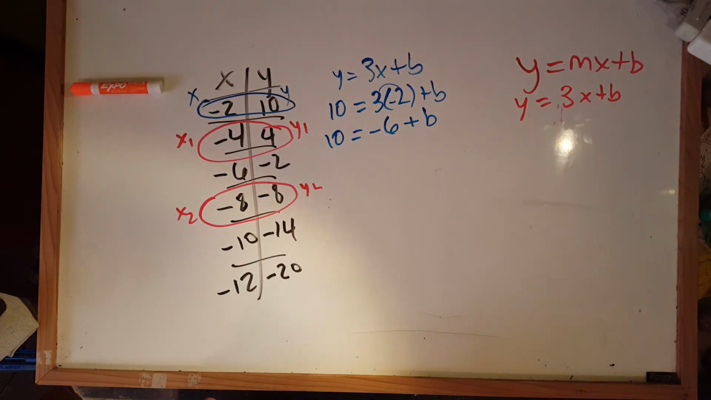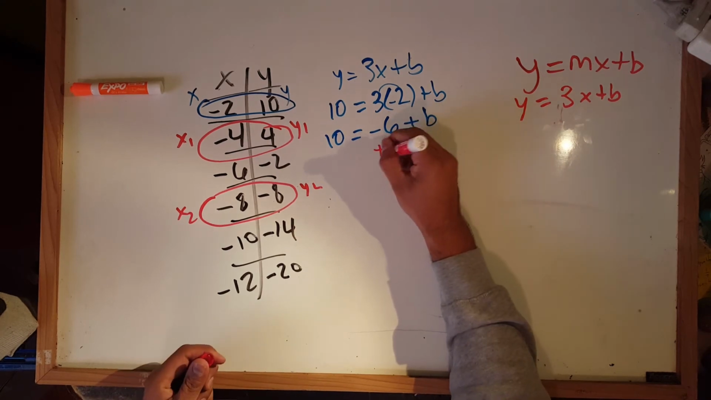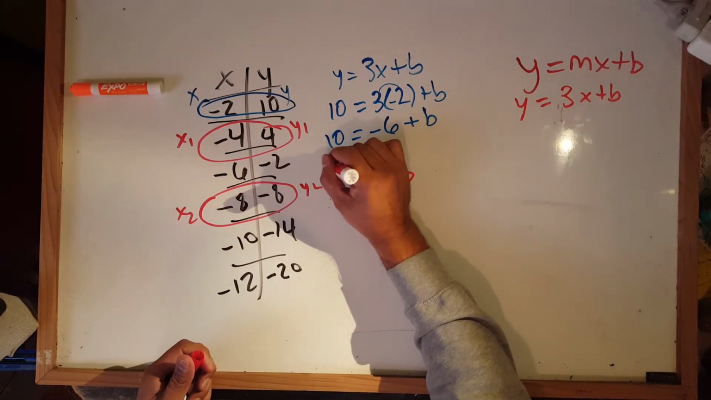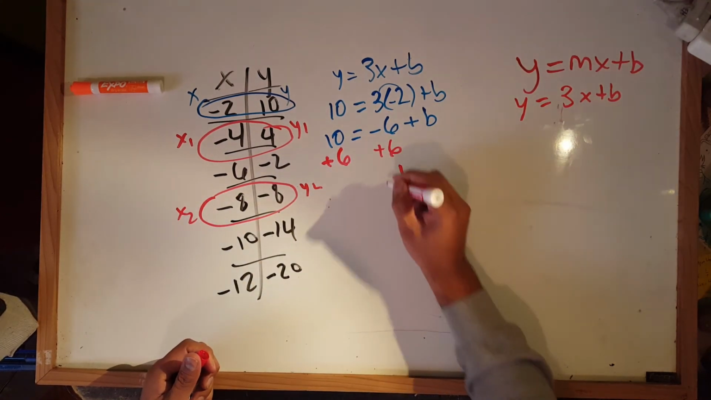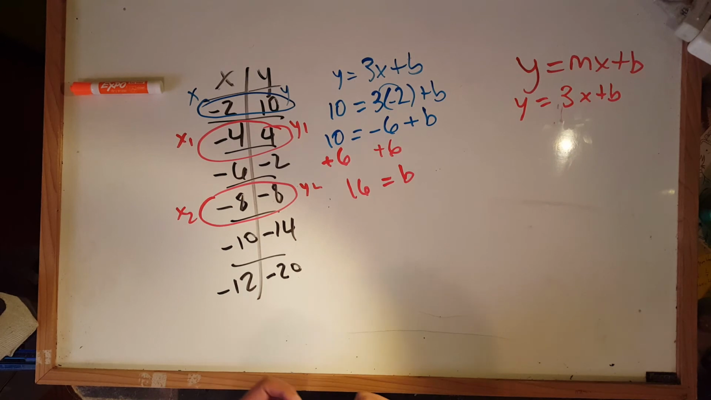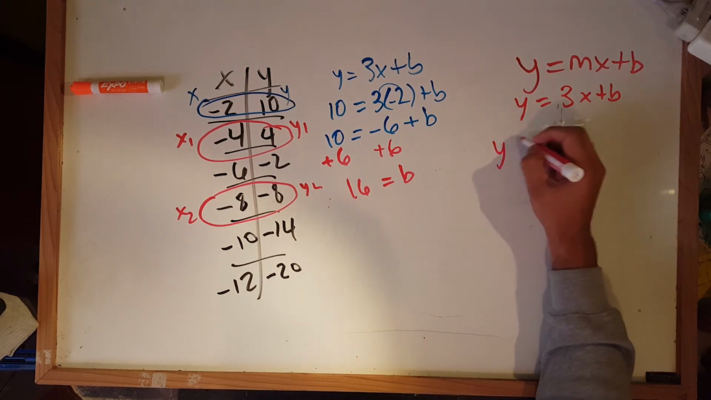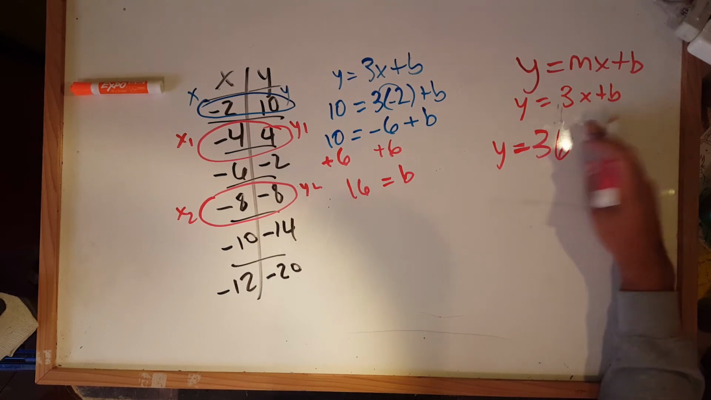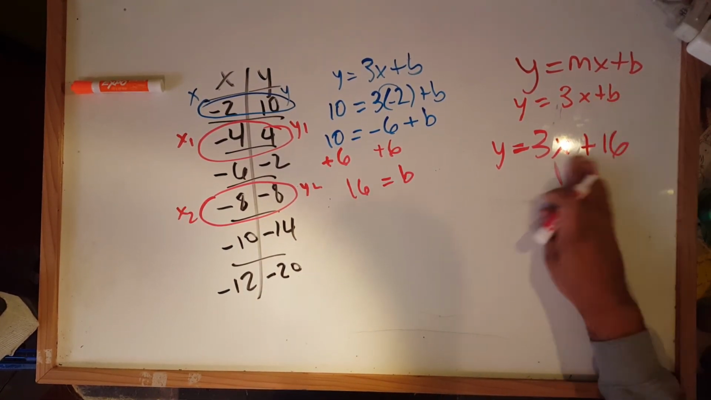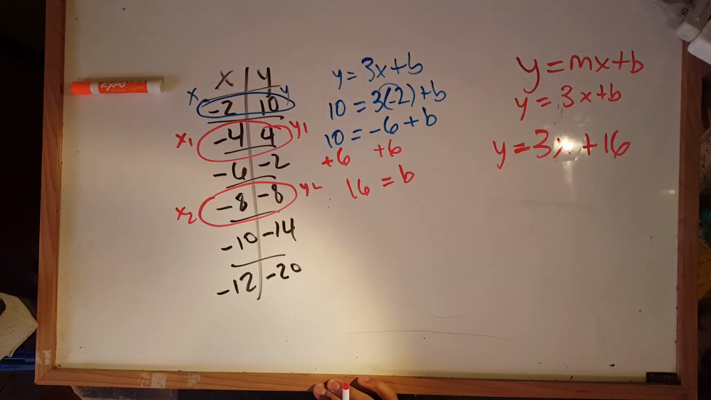Now I need to get rid of -6. To get rid of -6, I have to do +6. That gets rid of that. And that leaves just b, but I have to do the same thing on both sides. So now I have 10 plus 6 is 16. And now I know my b. So my full equation is y equals 3x, not 6, plus 16. That is my equation. Okay?